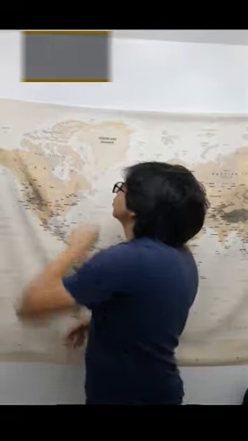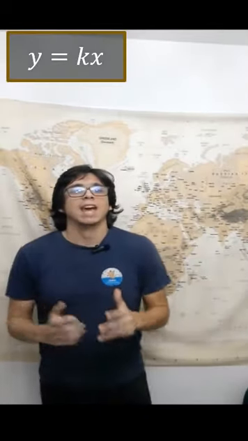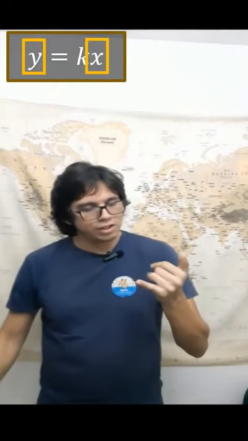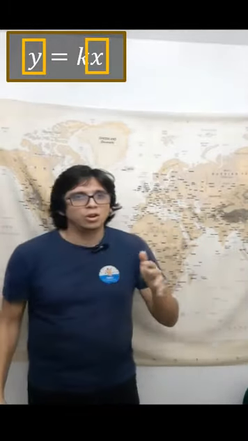In this video, we are going to talk about proportionality, which is generally represented with this equation: y equals kx. y and x are just variables. They are whatever we want to call them. They are oranges, they are tomatoes, they are potatoes, they are chocolate, they are money, whatever we want.